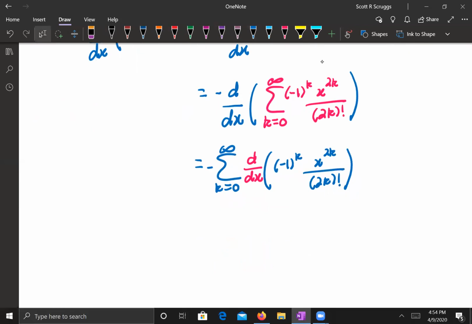And so now I want to take the derivative term by term, meaning this becomes minus the sum going from k equals 1 to infinity of -1 and 2k factorial are constants, so -1 to the kth power. And then I take the derivative of x to the 2k power by the power rule, which will be 2k times x to the 2k minus 1, over 2k factorial.